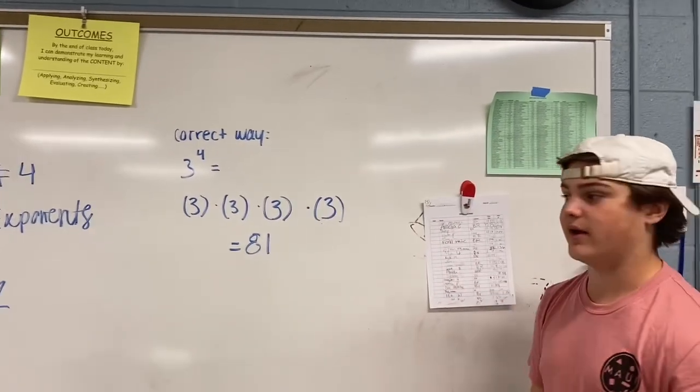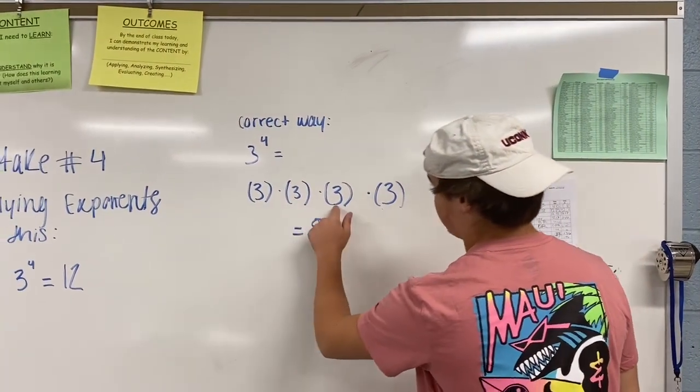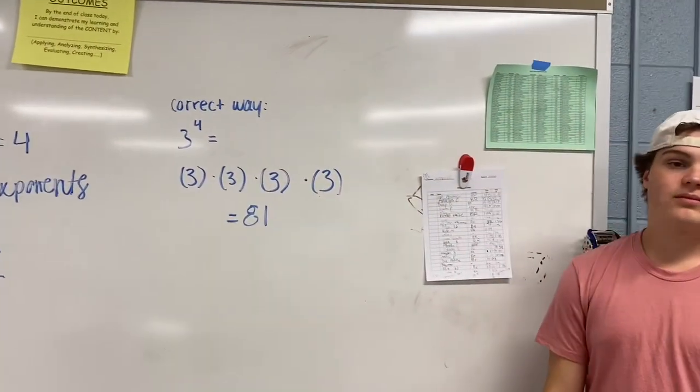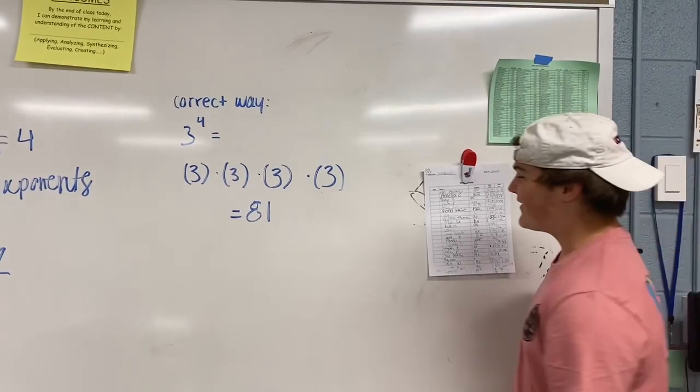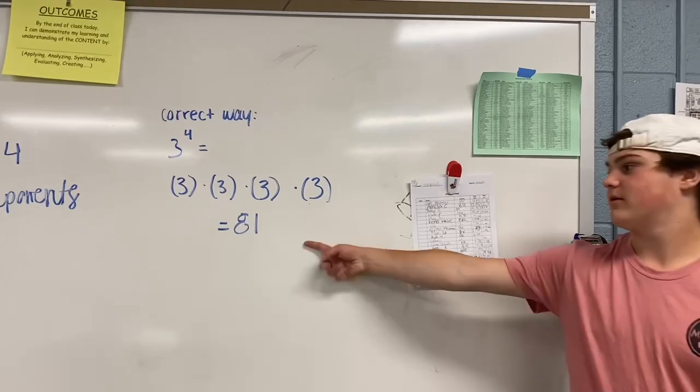If you can't get that right, you have to go back a few steps. And then you do 9 times 3. What is 9 times 3? 27. Then you do 27 times 3, and that will get you 81.